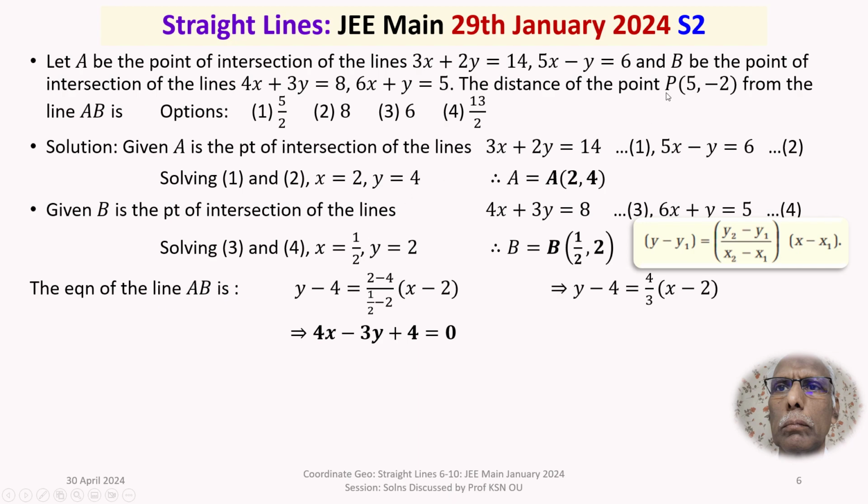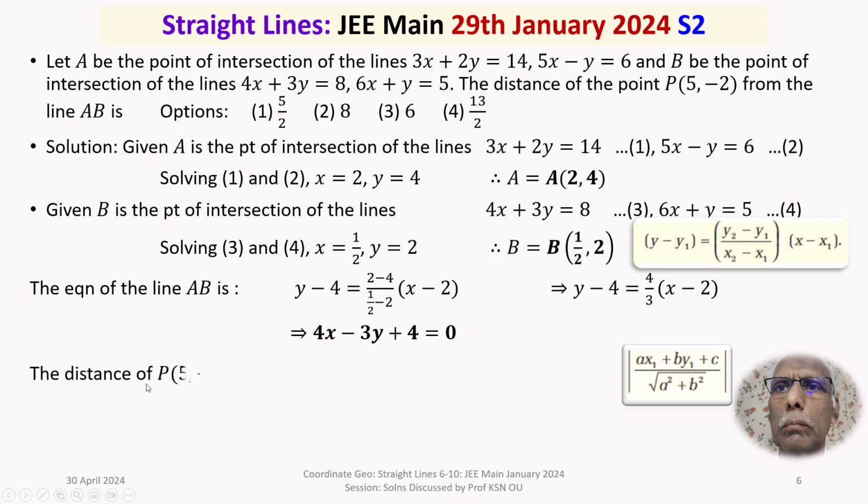We are given P, the point with coordinates 5, minus 2. We are required to find the distance of this point from this line AB. Use the distance formula. This is your distance formula: mod of ax1 plus by1 plus c by under the square root of a square plus b square, where ax plus by plus c is equal to 0 is the equation of the line and the point is x1, y1. That is the distance formula from x1, y1 to that line.